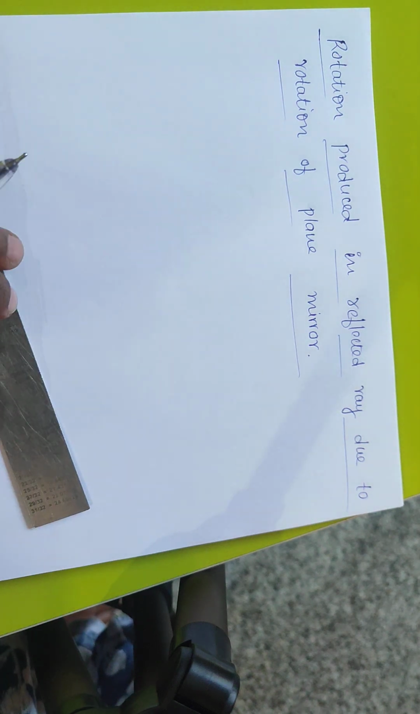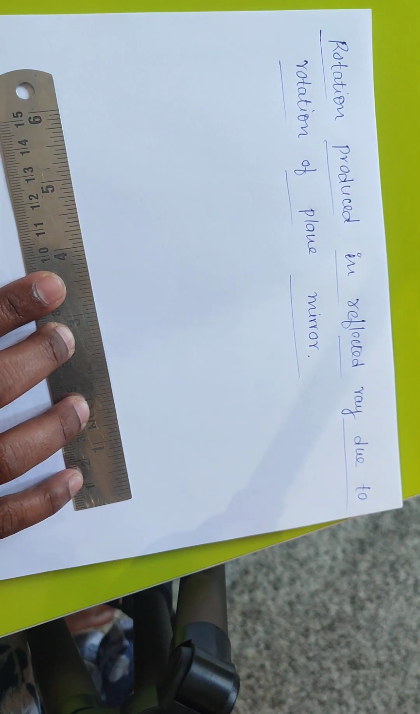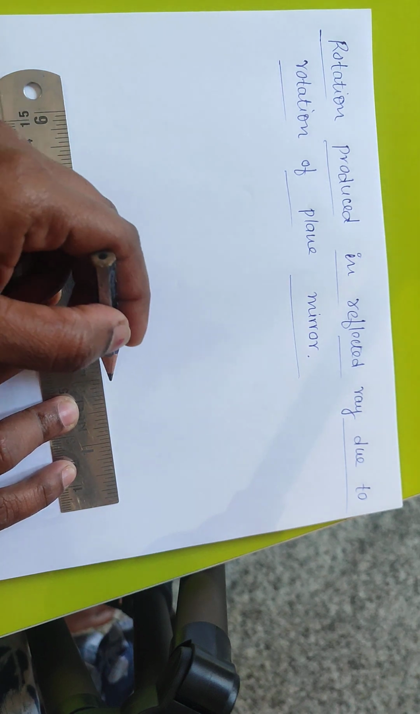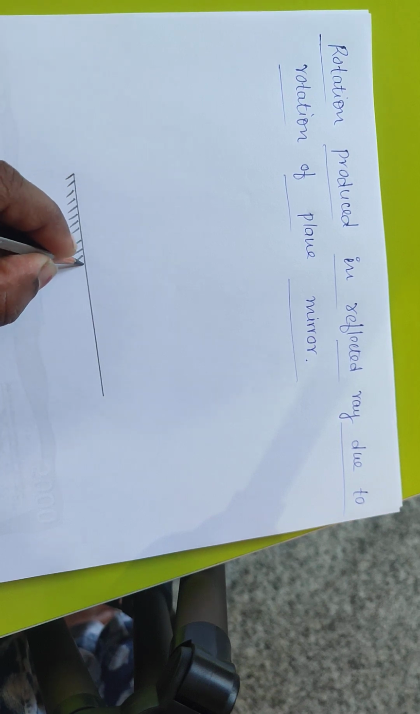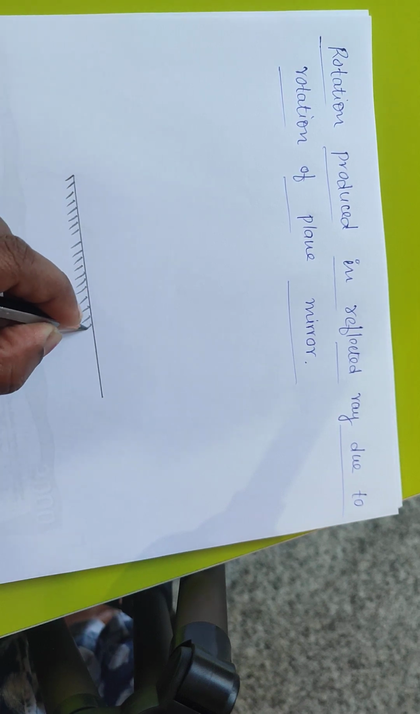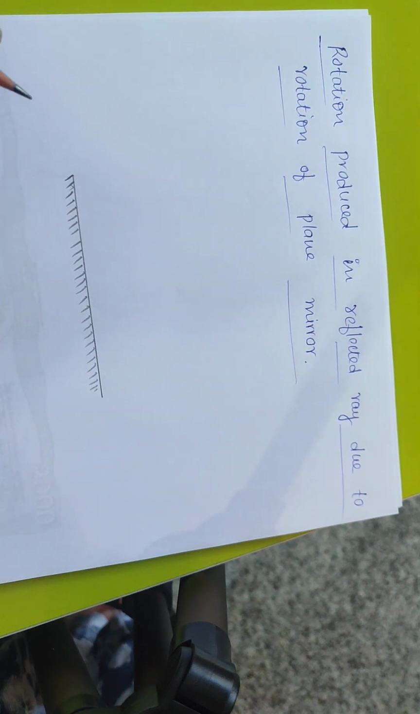Okay, now we are going to consider a mirror, meaning we are going to draw a mirror. So now this is the mirror. I am silvering one surface. Let us assume this is the mirror.